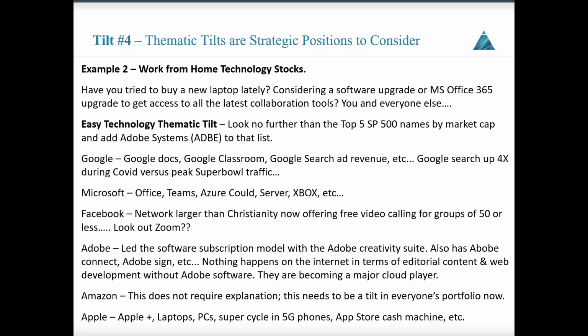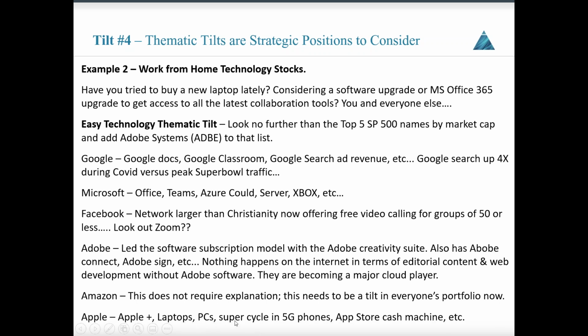Amazon is one that I've recently picked up just about a month and a half ago. I've already picked up close to a 30% return on it. This doesn't require any explanation, and after the last couple quarters of earnings, they finally fit into my paradigm where I could justify the multiple and the expense, so I went ahead and exposed myself to that. It pretty much needs to be a tilt in everyone's portfolio now. I mean, who would have ever thought that in any recessionary environment that Amazon would be a defensive play? I mean, we're seeing it now. It's one of the top performing names.